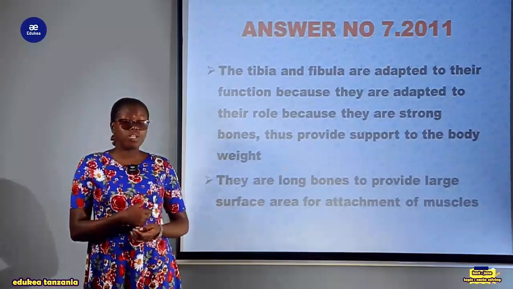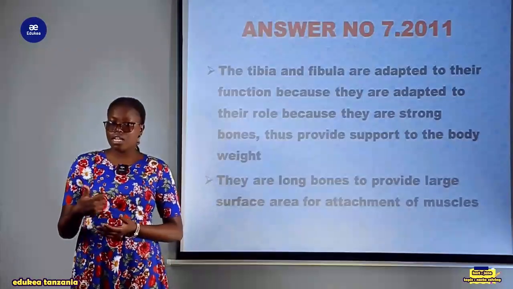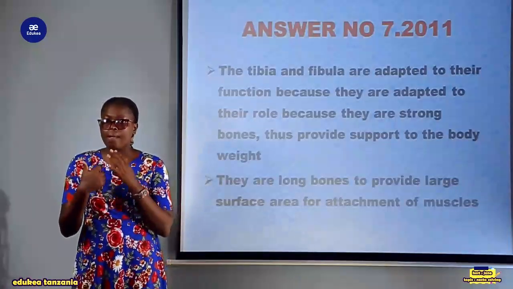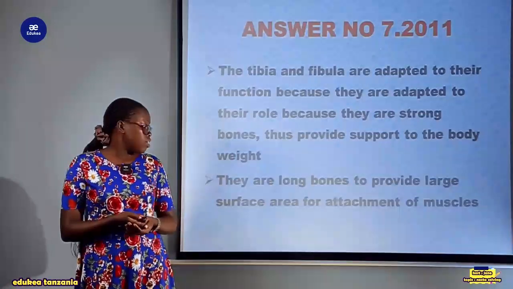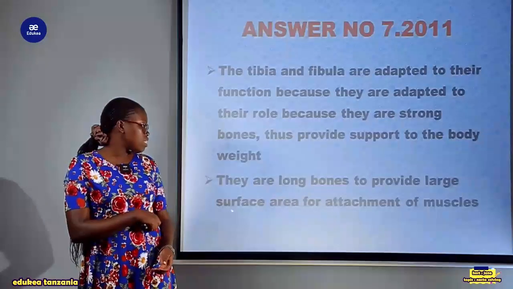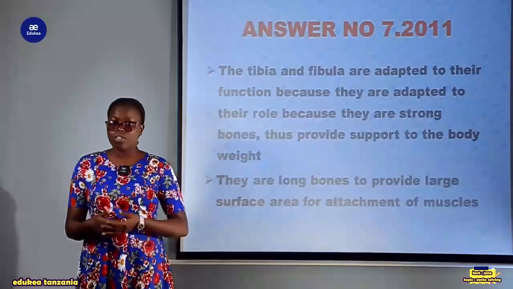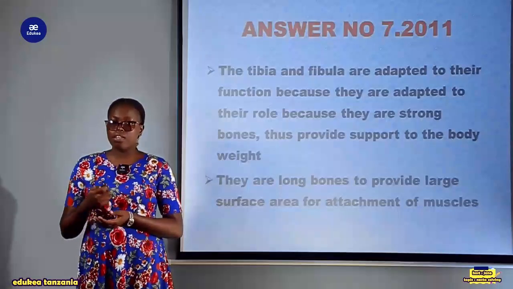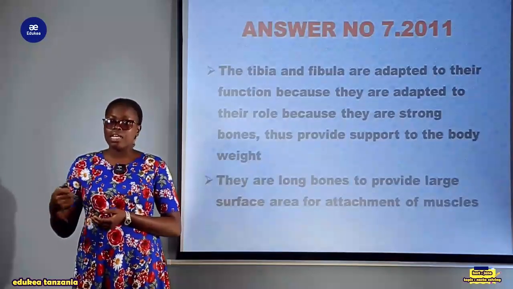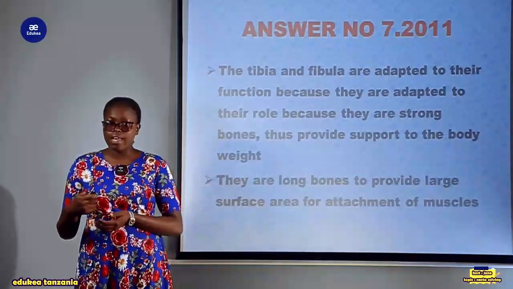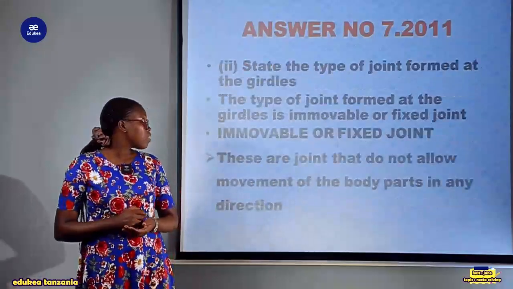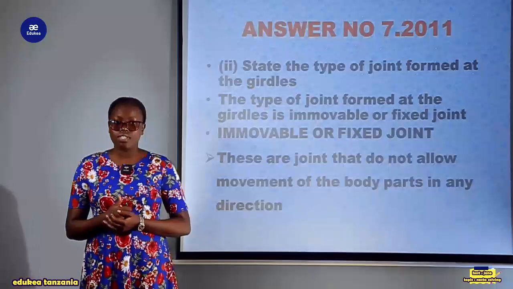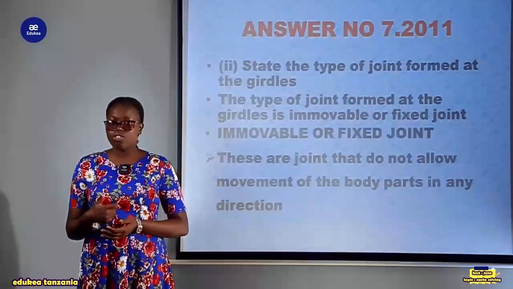Vile vile, the tibia and the fibula are adapted to their function because they are strong bones that provide support to the body weight. Kwa vile vile another function katika supporting the body weight, katika protection na vile vile katika movement and locomotion. Vile vile, they are long bones to provide large surface area for attachment of the muscles, to bring about the different form of the movement in different response and to the external environment.